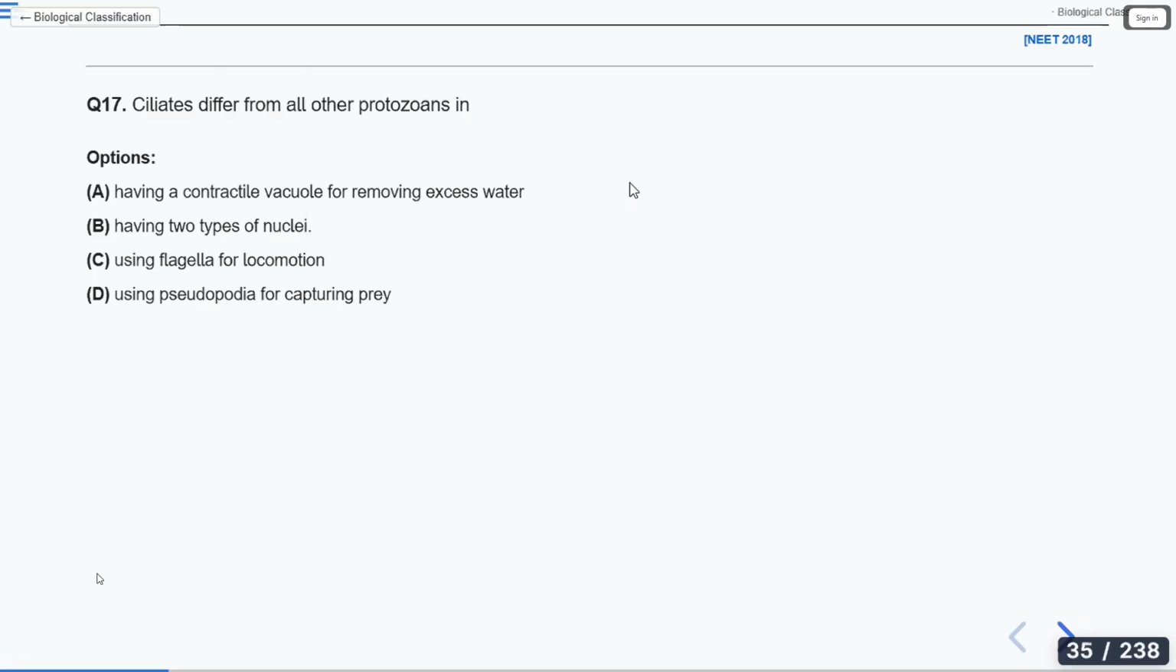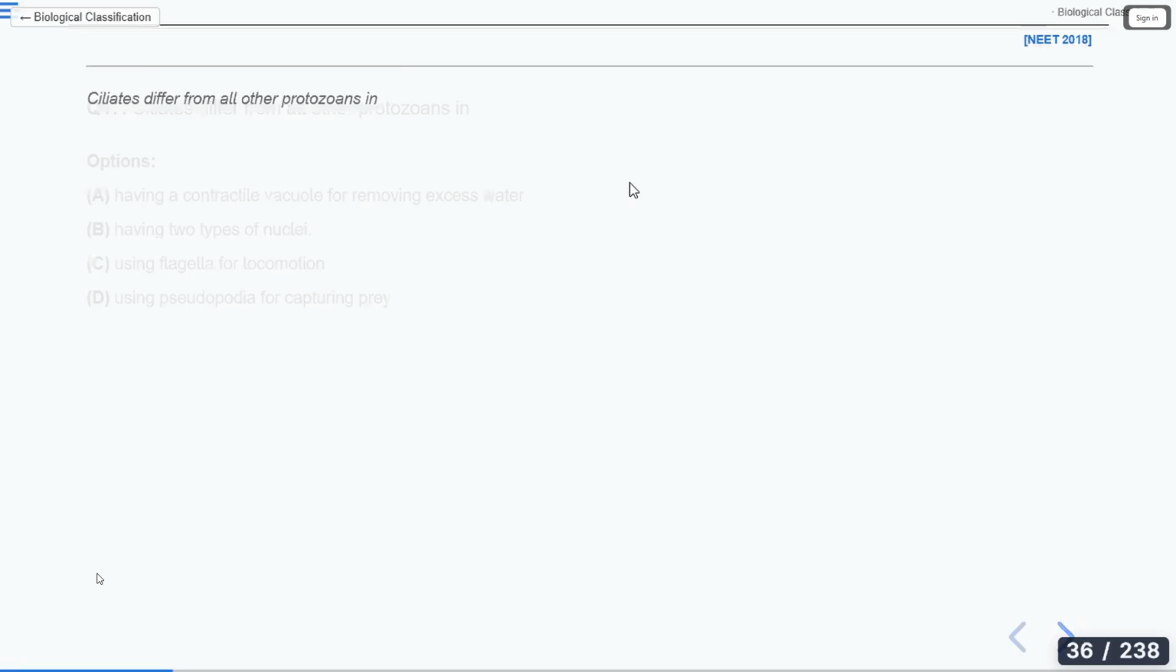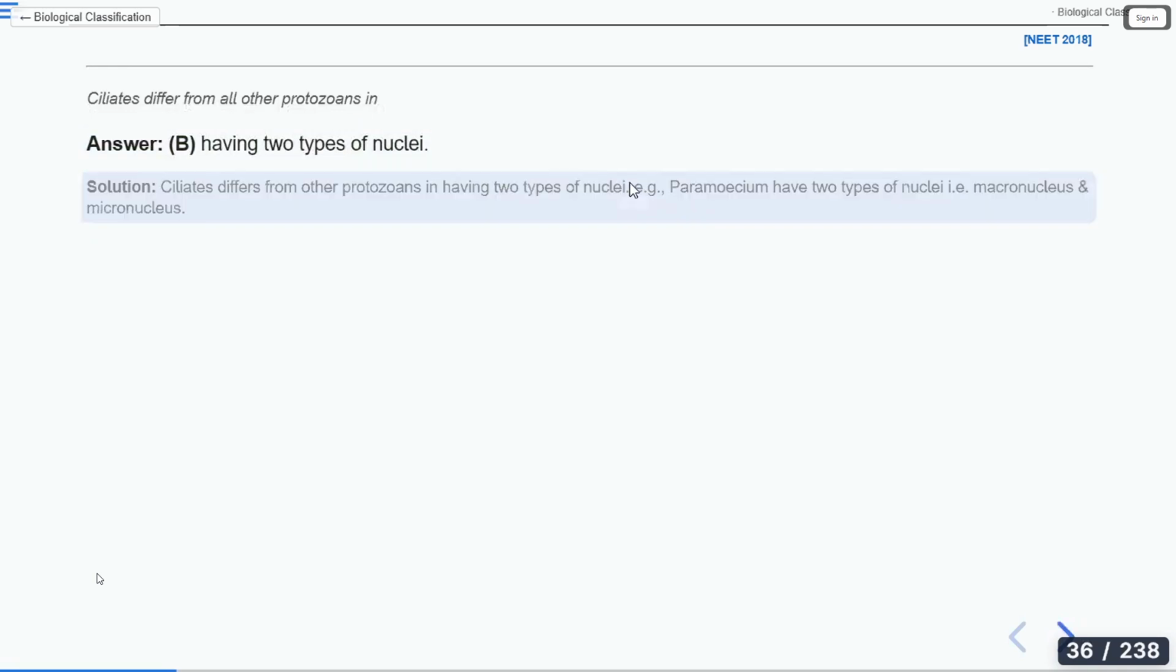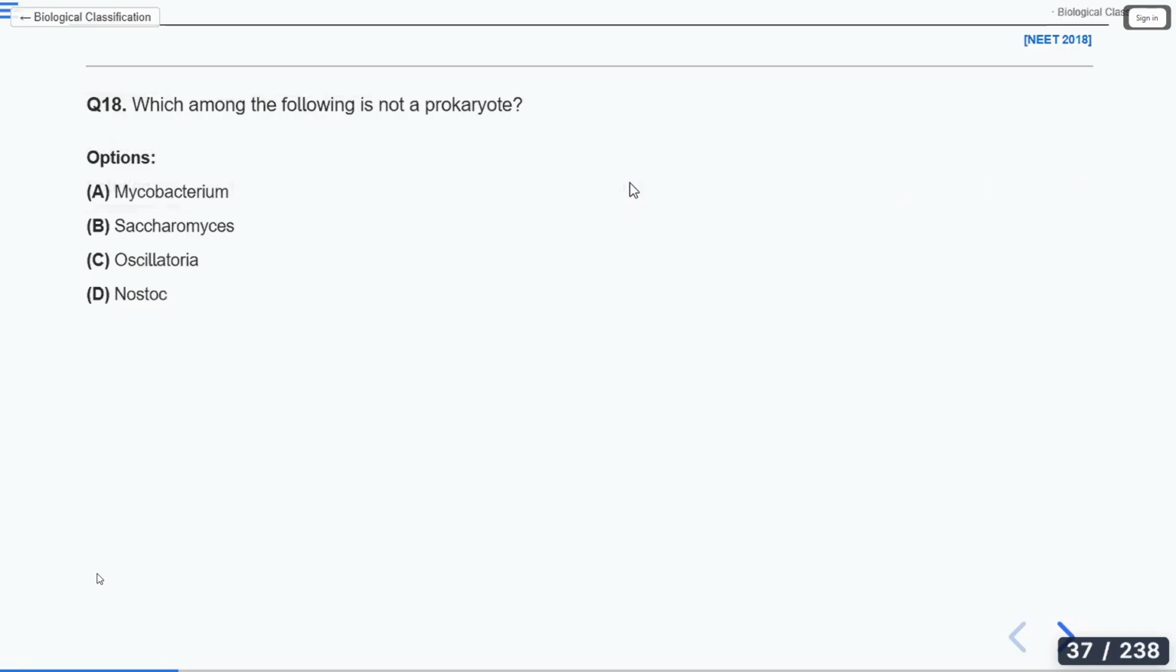Okay, what is the answer you have given here? Option A is there, option B is there. Okay, let's see the correct answer. It having two types of nuclei, so that is the correct answer. Ciliates differ from other protozoans because they have two types of nuclei, a macronucleus and a micronucleus.